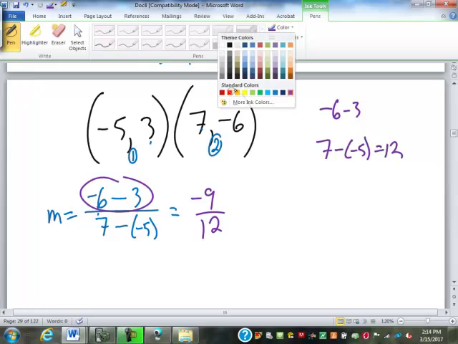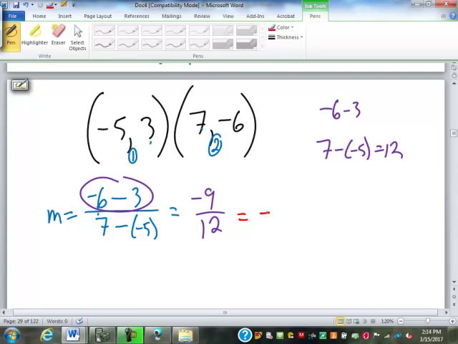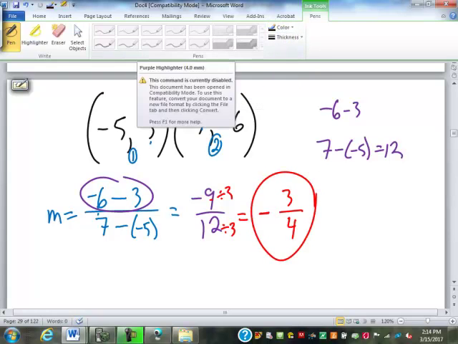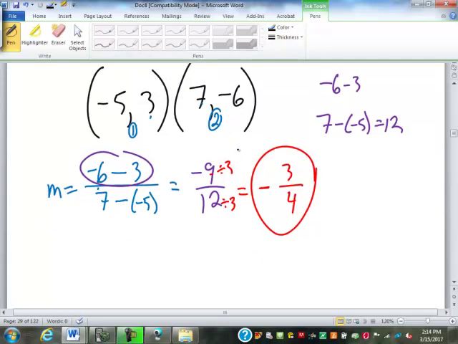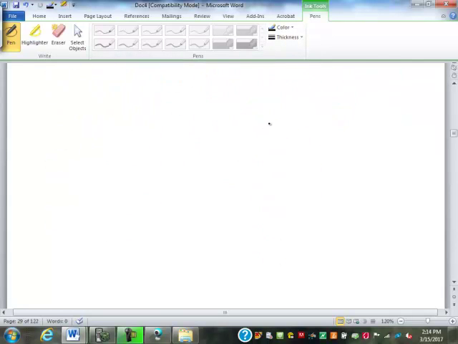Now to reduce this, I put the negative out front again. Both 9 and 12 can be divided by what number? 3. 3, good. 9 divided by 3 is 3. 12 divided by 3 is 4. So a negative 3/4. So we can find the slope from 2 points.